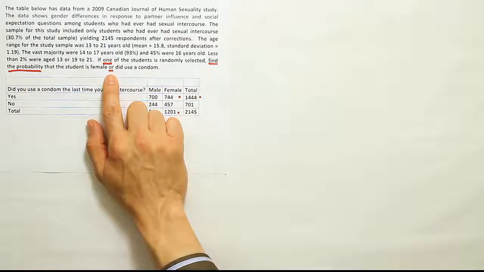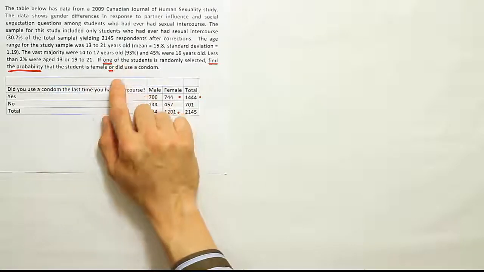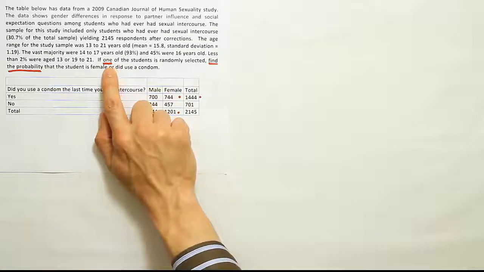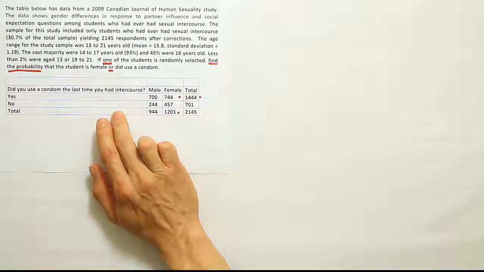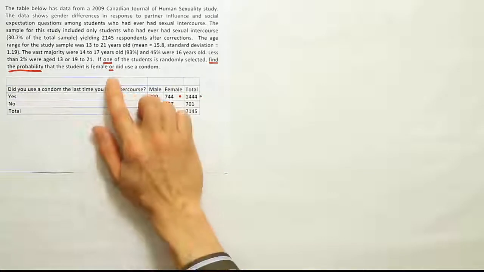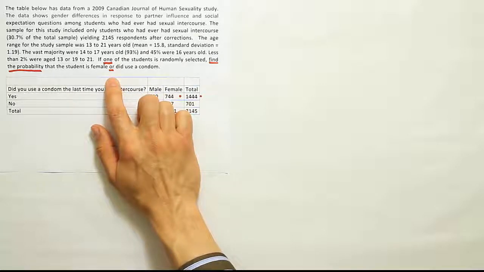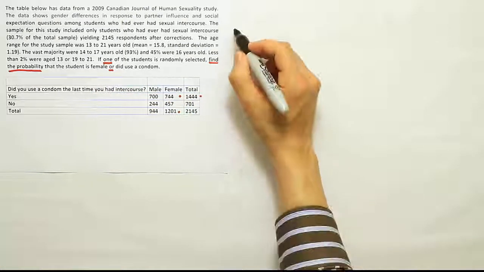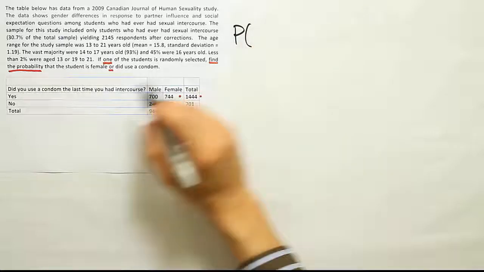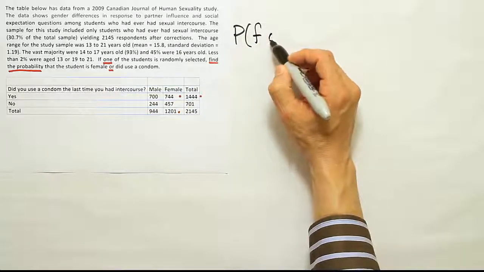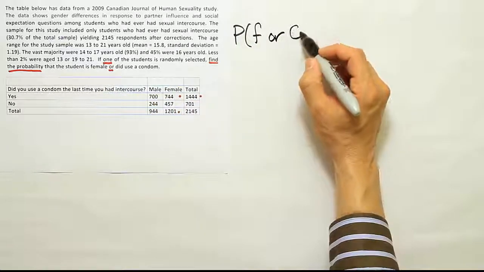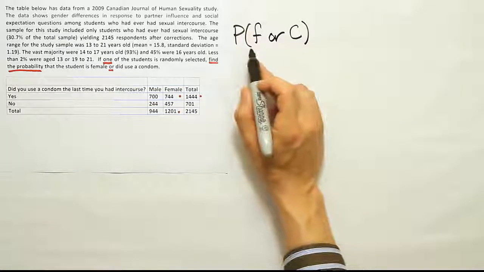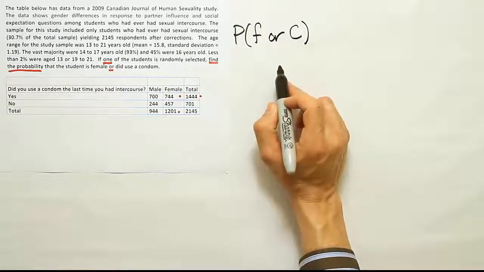the word or. These indicate that we should be doing the addition rule of probability. Remember, one item being selected, one subject being selected, that could be basic, addition rule, or conditional rule for probability. If it has the word or, we know it's addition rule. So, okay, we're aware that it's addition rule. Let's go ahead and fill out a probability statement then based on that idea. So we will say the probability of female or condom use, C. So F or C, F for female, C for condom use.